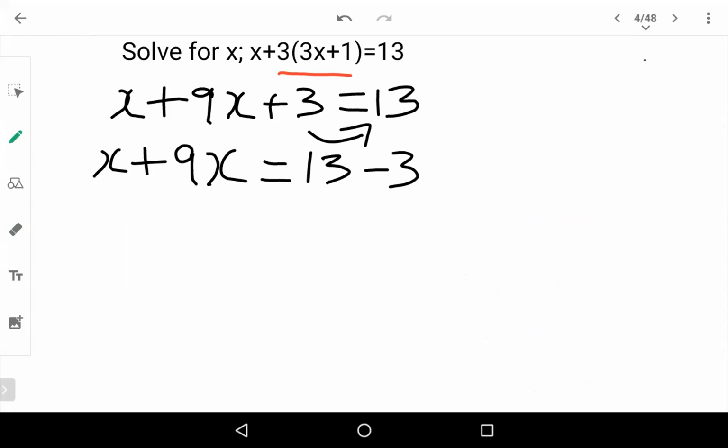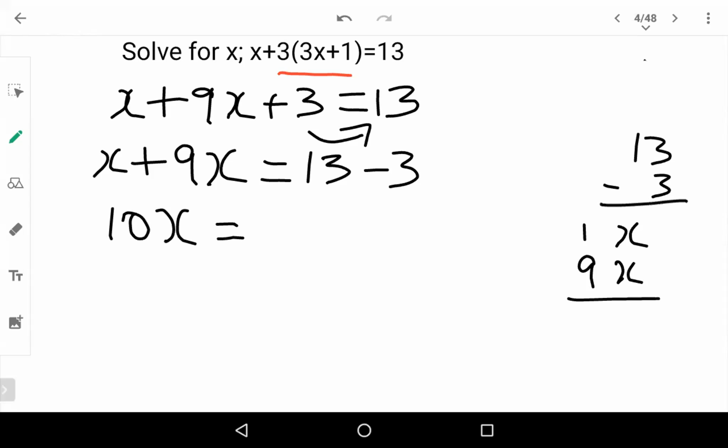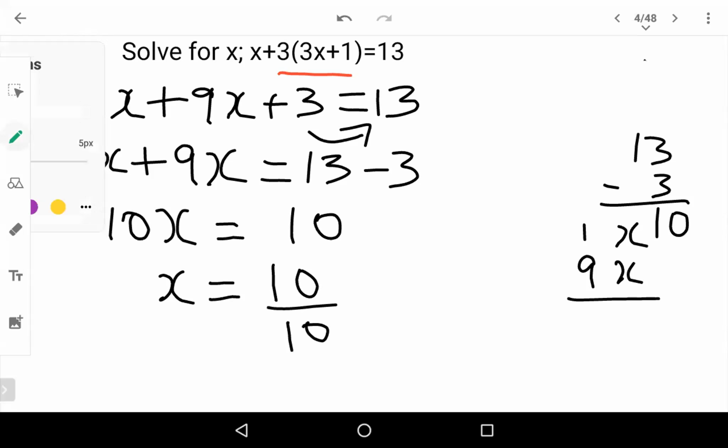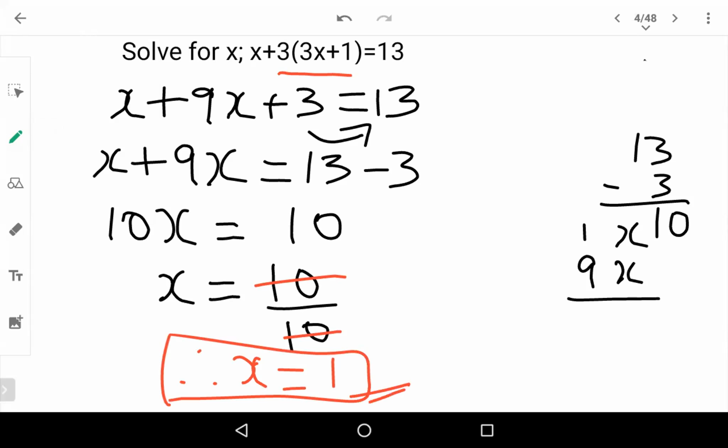Now, x plus 9x, what will it become? You have x plus 9x, so this will be 1x plus 9x. What is it? 10x. So I have 10x is equal to 13 minus 3, which is also 10. So x is equal to 10 divided by 10, and therefore x is equal to 1, since 10 ones are 10.